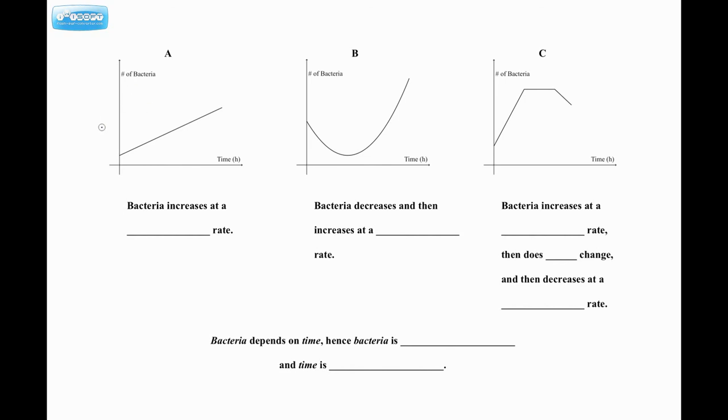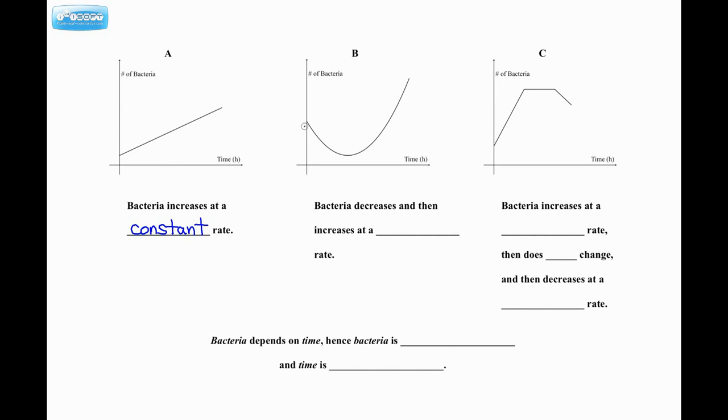So let's look at graph A. As time goes on, the number of bacteria in the sample increases. But notice how this line is straight. Whenever we have a graph of a straight line, we say that the rate of change is constant. So bacteria increases at a constant rate. And you're going to see all this again and again, so just introducing it to you now.